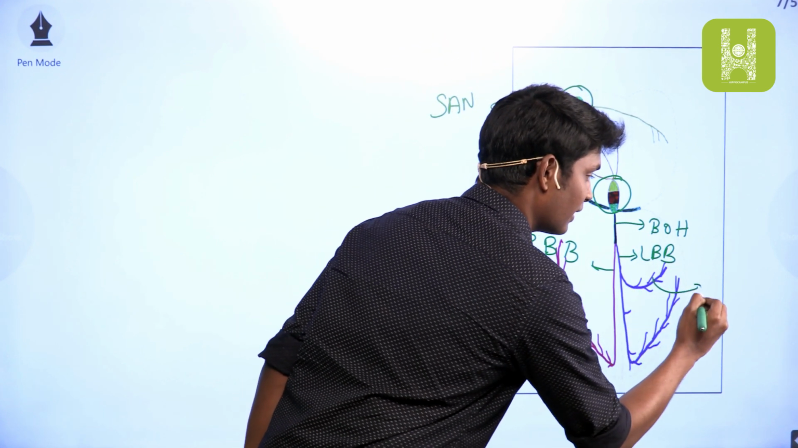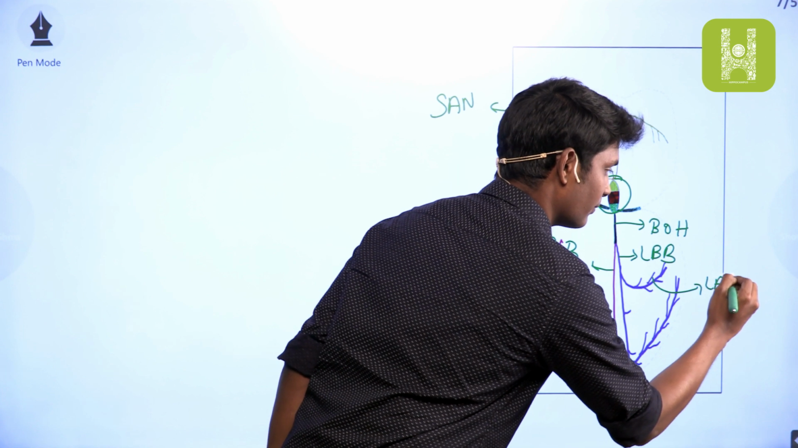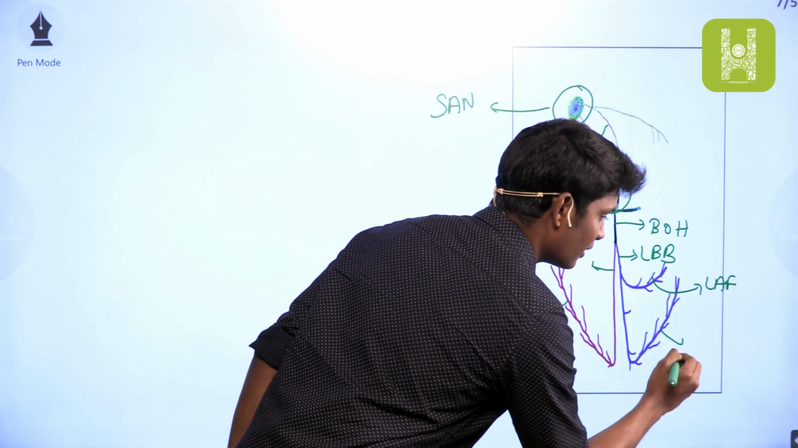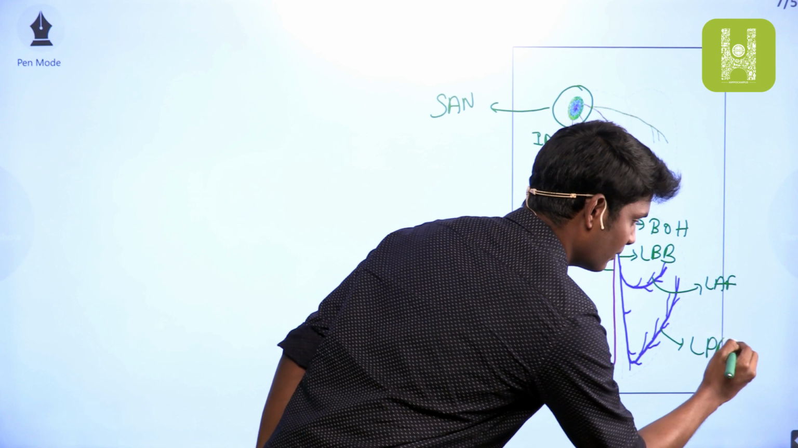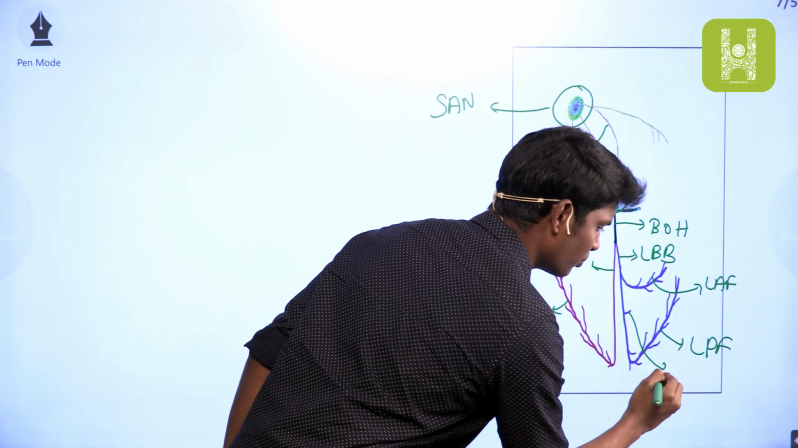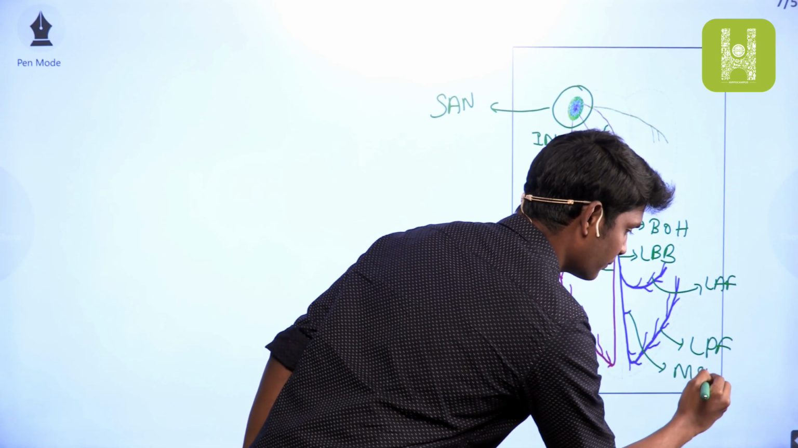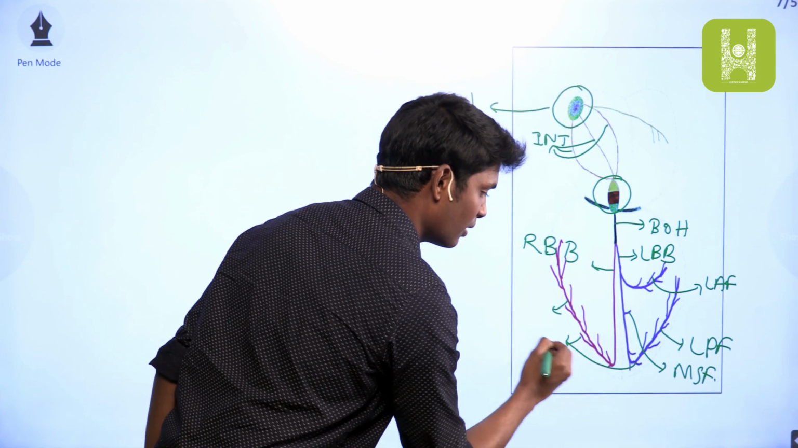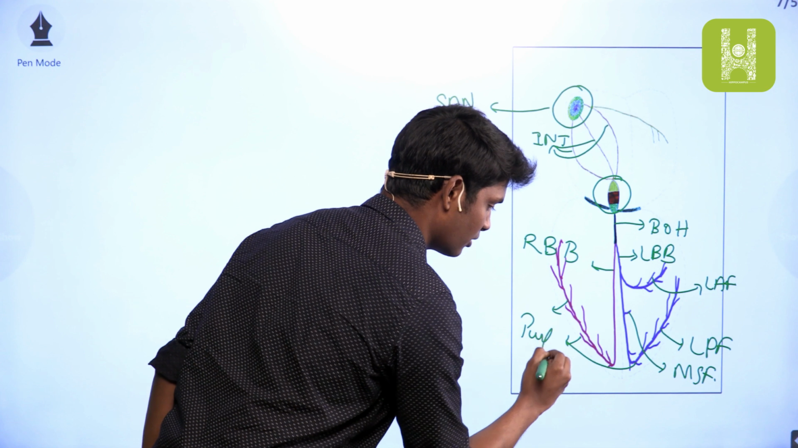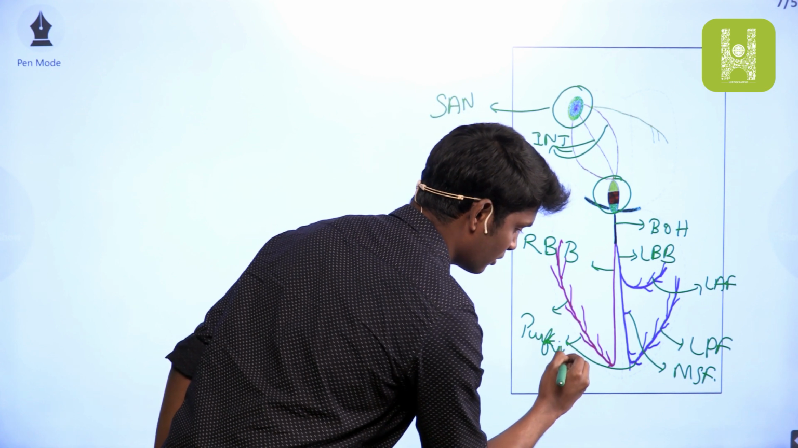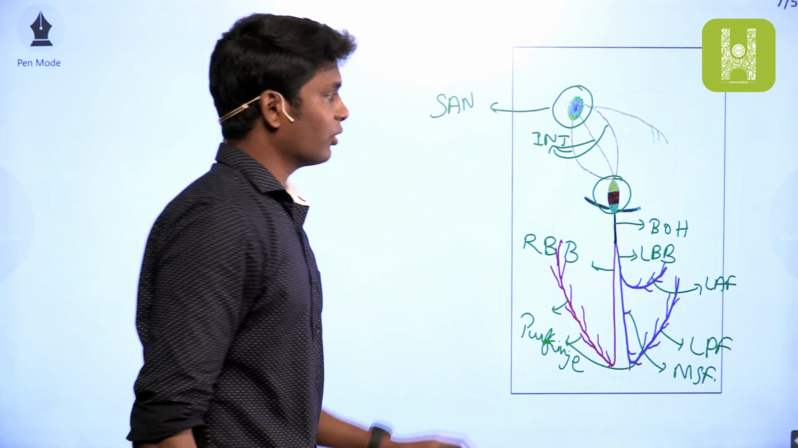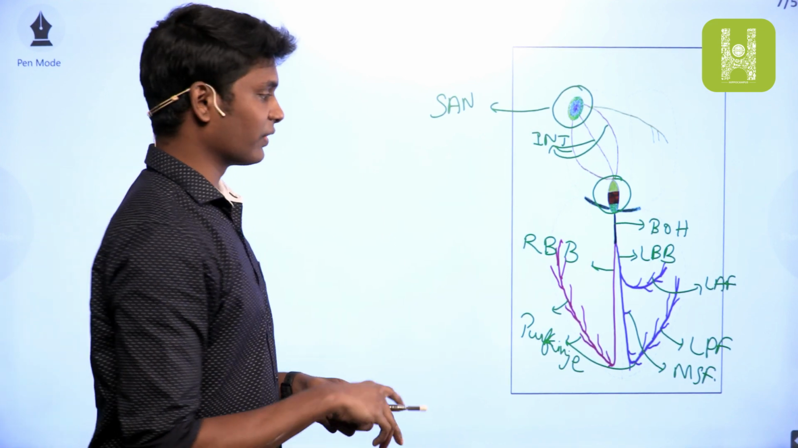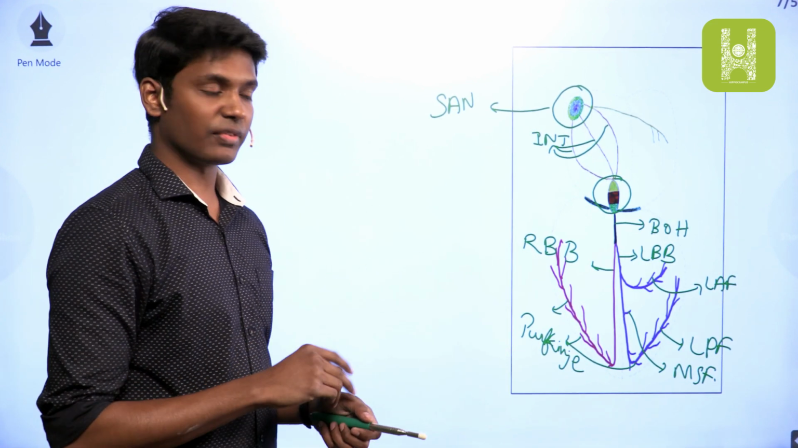This is actually the left anterior fascicle. This is the left posterior fascicle. This is the small mid-septal fascicle, and these small branches are the Purkinje fibers. So these are the electrical system of the heart. I'll explain every one of them in detail.